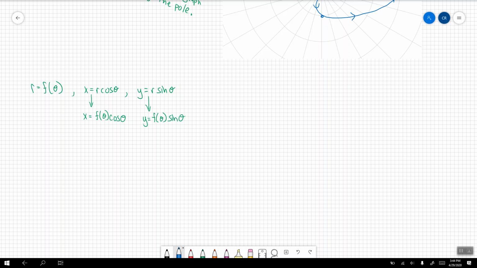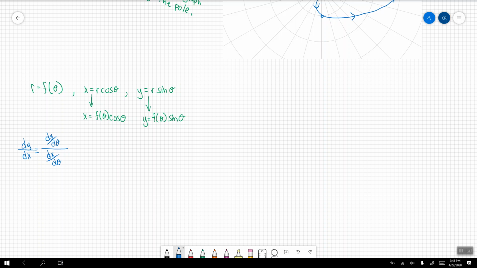Now, why do we care about this? Well, the reason we care is because when we start talking about dy dx, in other words, the slope of the function we're trying to observe, this is really just the derivative of y versus the derivative of x. But since both of these have a theta dependency, we're going to do dy d theta divided by dx d theta.